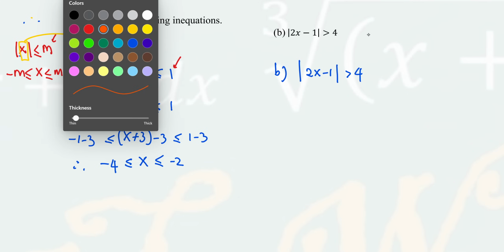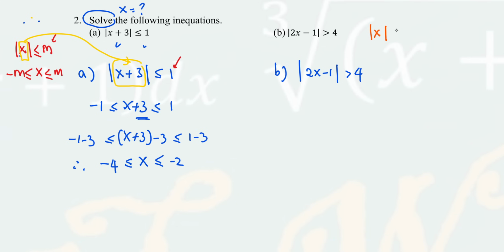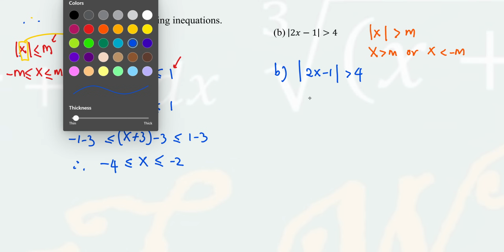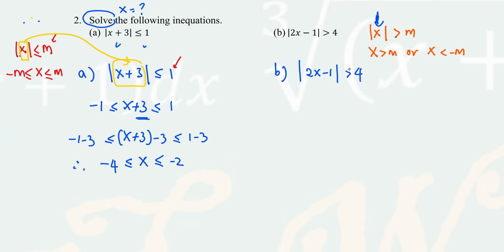Here we use another formula, which is modulus x greater than m. That means x is greater than m or x is less than minus m. So I will modify the formula, just changing the x accordingly. It will be 2x minus 1 is greater than 4, or 2x minus 1 is less than negative 4.